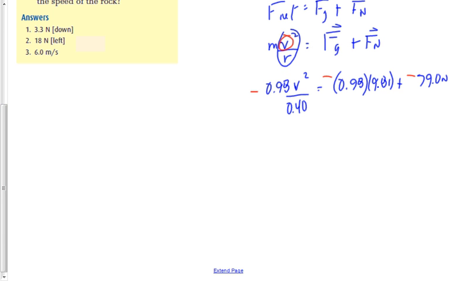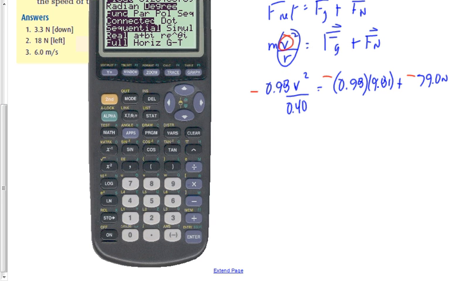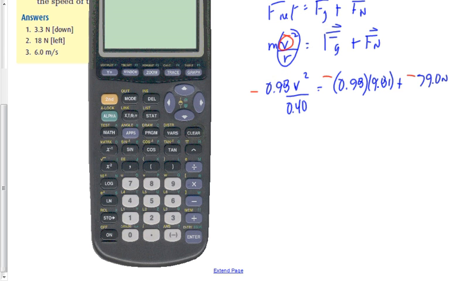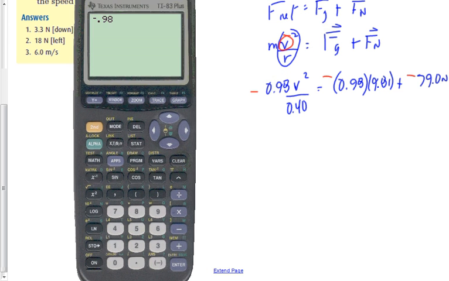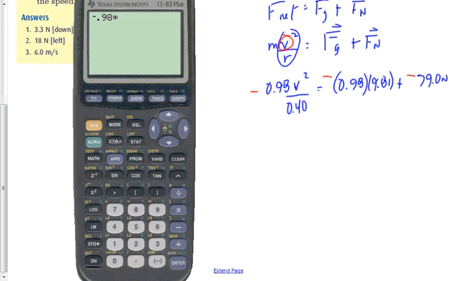Let's pull up the calculator here. Let's get the right-hand side first. We're going to say negative 0.98 times 9.81. Okay, negative 9.6. Let's subtract from that 79 newtons. Negative 88. Okay, let's take the 0.4 over to the other side by multiplying.